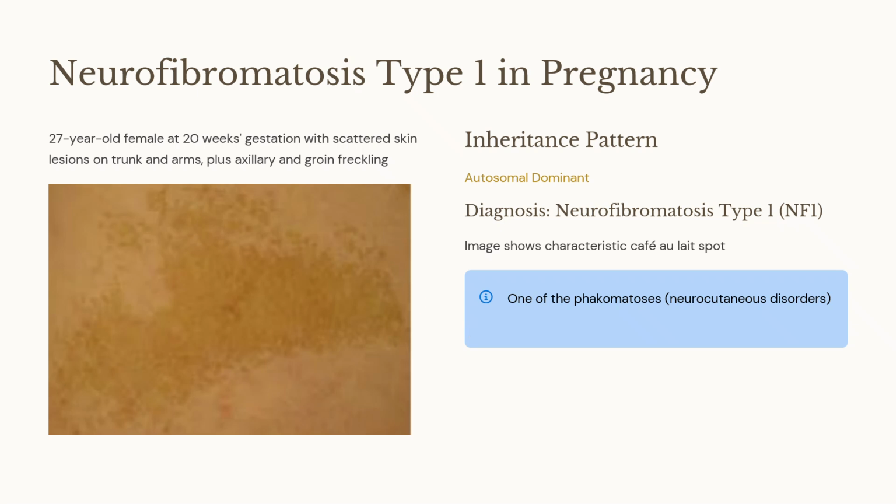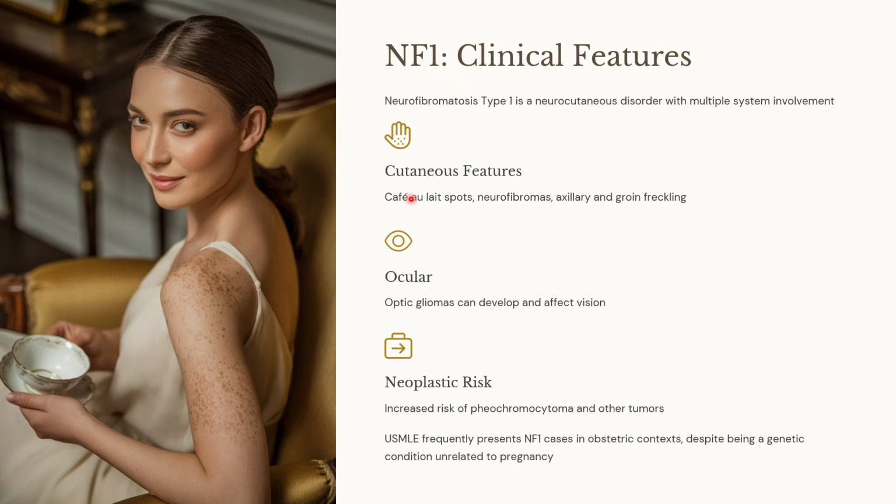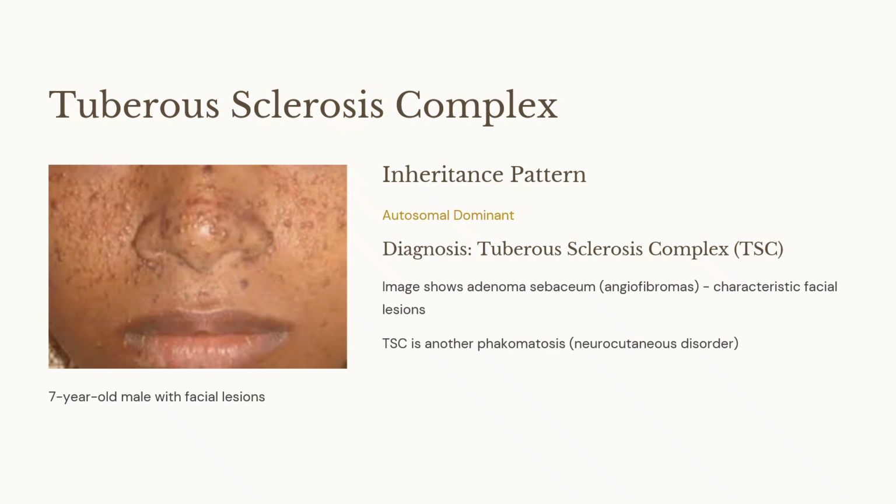There are many disorders categorized under phakomatoses, which are the neurocutaneous disorders, and one important one is NF1. In addition to cafe au lait spots, we will also have neurofibromas, axillary and groin freckling. Optic gliomas can develop and affect the vision. And increased risk of pheochromocytoma is also seen. So here we need to know the inheritance pattern of neurofibromatosis 1. In addition to neurofibromatosis, tuberous sclerosis is also autosomal dominant.